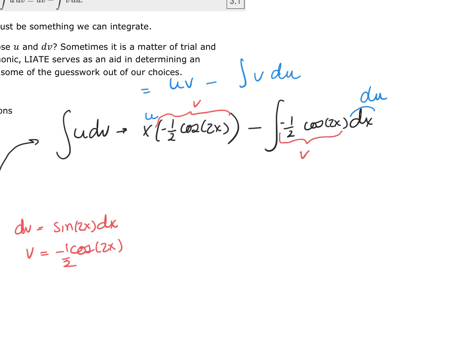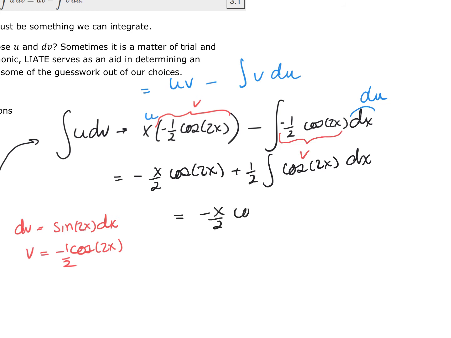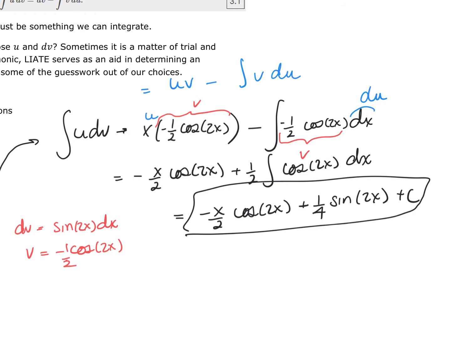Now, for the first term, we know this is just going to be negative x over 2 the cosine of 2x, so that's nice. And then I have a minus minus, so it becomes plus 1/2 the integration of the cosine of 2x dx, which is negative x over 2 the cosine of 2x, plus 1/4, because when I find the antiderivative of the cosine, that is the sine, but then I needed a 2 there, so it must be 1/4 the sine of 2x plus c. And this is my final answer.